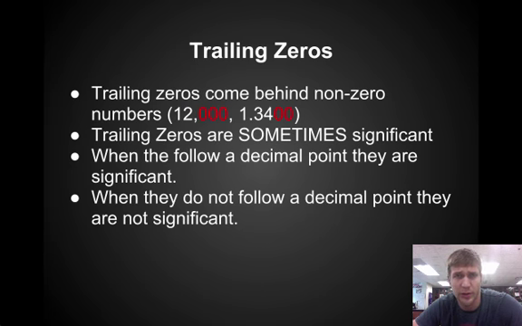Trailing zeros is where it gets a little bit tricky. Trailing zeros come behind non-zero numbers. So in 12,000, the last 3 zeros are trailing zeros. In 1.3400, the last 2 zeros are trailing zeros. And trailing zeros are tricky because sometimes they're significant, sometimes they're not. When trailing zeros follow a decimal point, they're significant. When they do not follow a decimal point, they are not significant. We'll take a look at some examples.